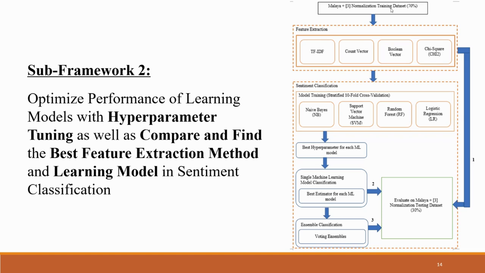So the feature extraction methods compared are TF-IDF, count vector, Boolean vector, and also chi-square. Whereas the learning models we compare are naive Bayes, support vector machine, random forest, and logistic regression, and also the ensemble of each learning classifier. Besides that, we also perform hyperparameter tuning on the learning models, and each optimized learning model is compared with its default model before combining using the ensemble algorithm. Random search and also stratified tenfold cross-validation are used for hyperparameter tuning in this sub-framework.